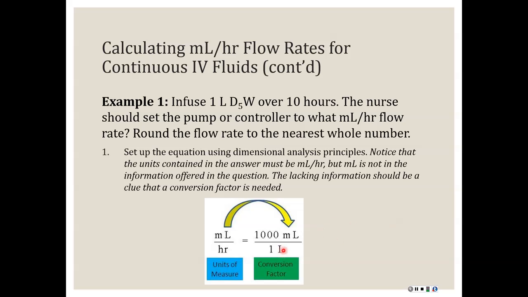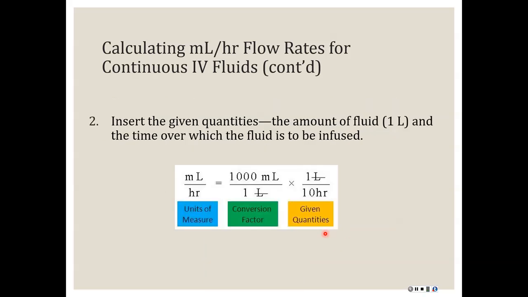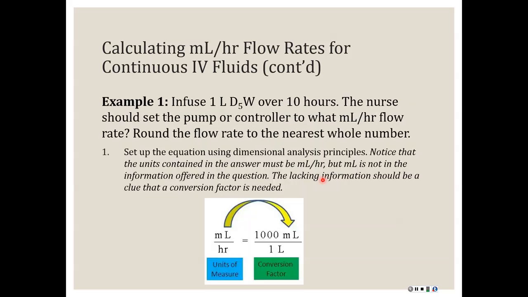The only way I can cancel out liters and get to what I'm looking for, which is milliliters, is by putting something with liters up here on top. So when we look at the second step, we look at that problem, and we'll see that the provider ordered 1 liter per 10 hours. So I put my liter up here, I looked at my problem, and I saw that the liter was over 10 hours. Again, this is an example of a marriage, and so your provider ordered 1 liter over 10 hours.